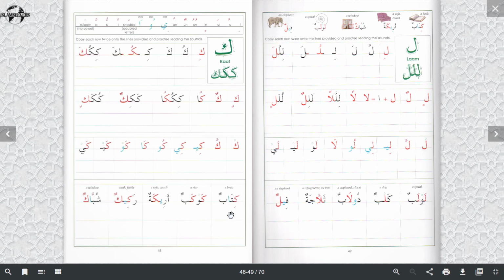Line 4. Listen to and repeat the Arabic words. A book. Kitabun. A star. Kaukabun. A sofa or a couch. Arikatun. Weak or feeble. Rakikun. A window. Shubbakun.